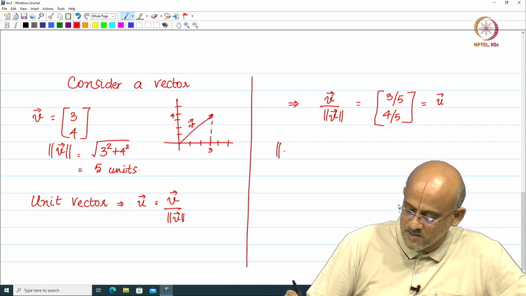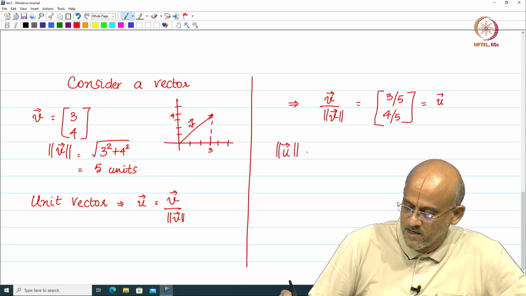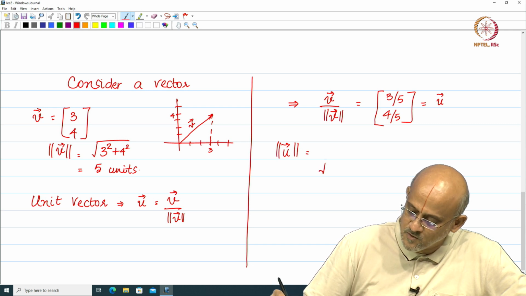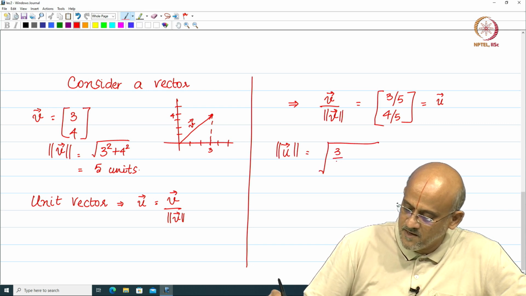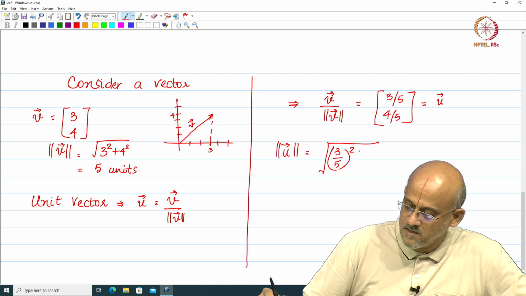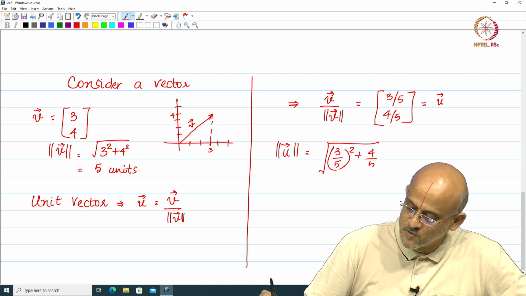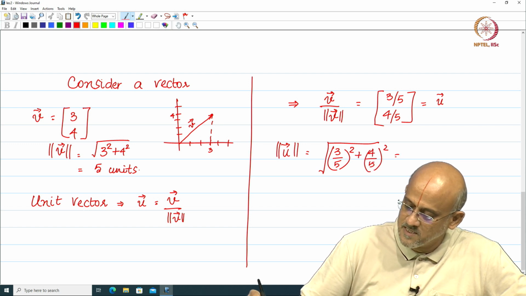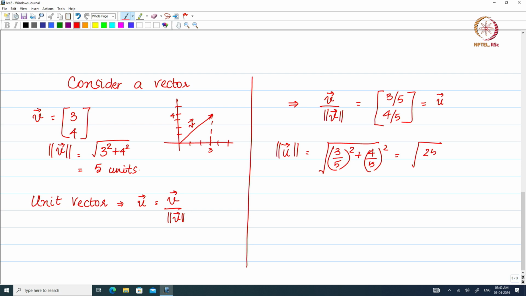Let us check if this u vector has length 1. This is going to be the square root of (3 by 5) squared plus (4 by 5) squared, which is essentially the square root of 25 by 25, which is 1. So, you get a unit vector.